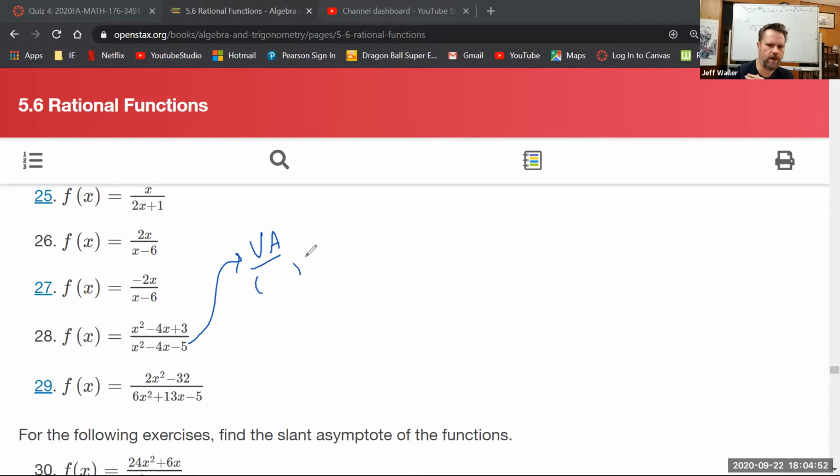So if I factor that bottom, what do I get? X minus 5, x plus 1. And just to be careful, what do I have to be careful about? Why can't I just stop at this work I've done and be cool with it? Like they're both asymptotes. What do I have to check?